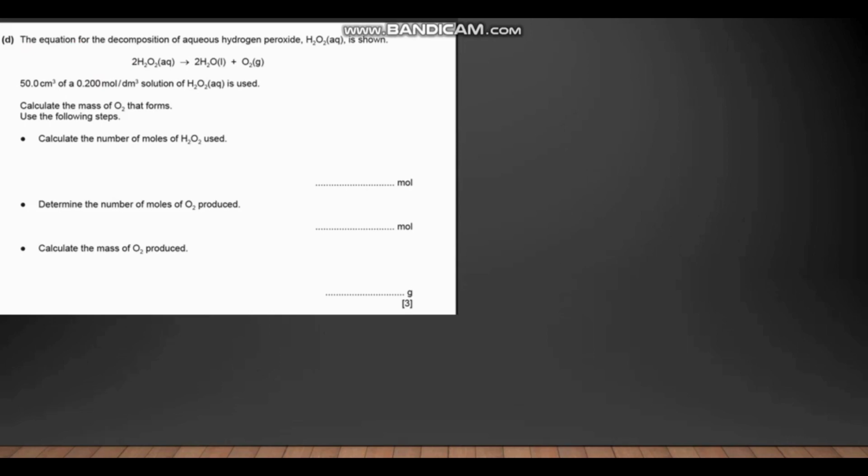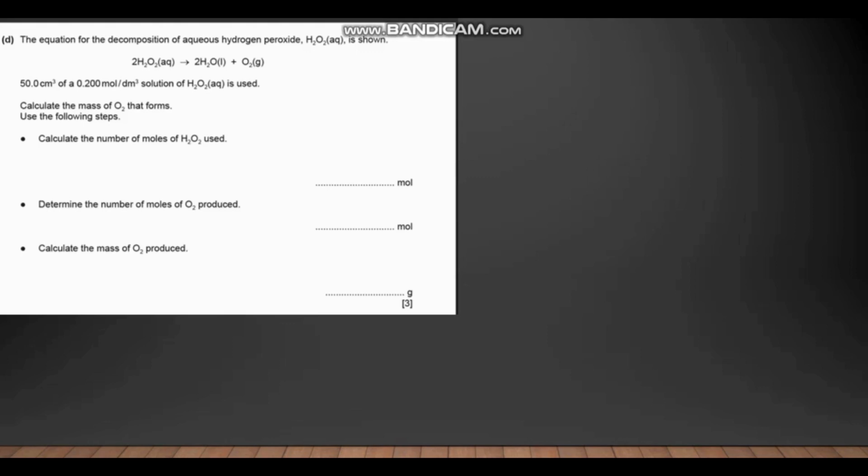Coming to the second question, the equation of the decomposition of hydrogen peroxide is given. So this is the equation where hydrogen peroxide dissociates to give you water and oxygen. 50 cm³ of a 0.200 mol/dm³ solution of hydrogen peroxide is used. Calculate the mass of oxygen that is formed using the following steps.